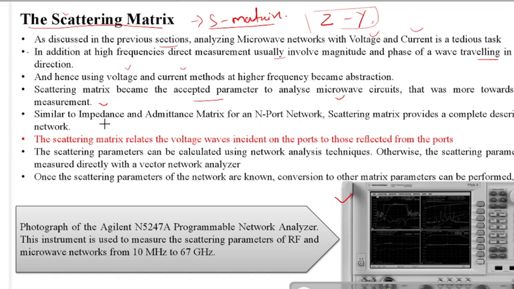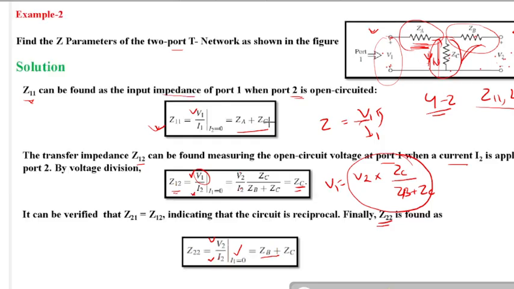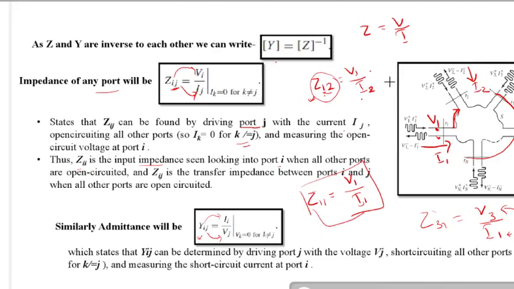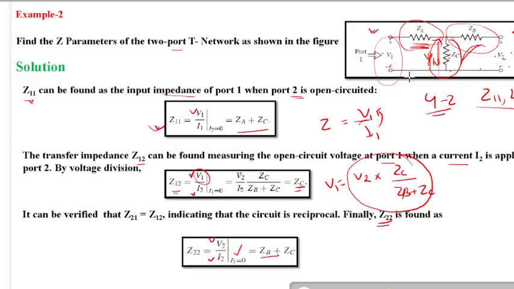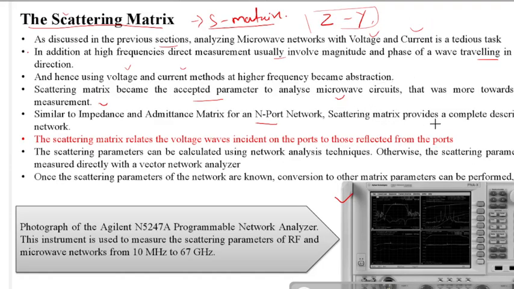Similar to the impedance matrix and admittance matrix of an input network that we have looked at before, this is the input network that we are looking into. In the same one we'll be discussing the S matrix. The scattering matrix provides us a complete description of the network. We'll see how it gives that, and then we'll solve a problem as well to get some more knowledge on this.